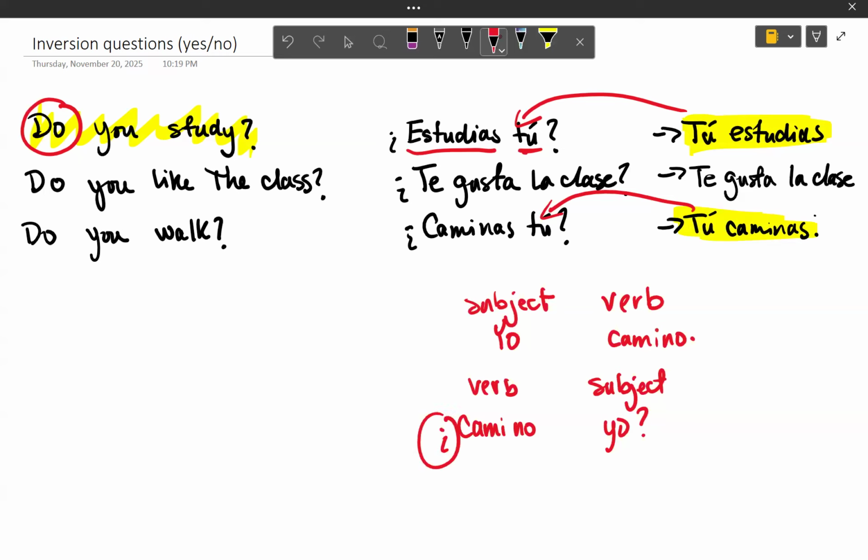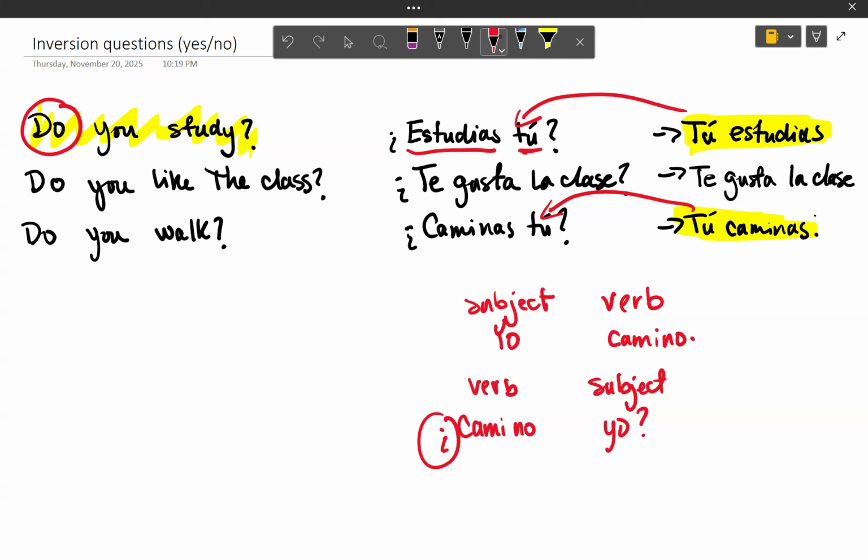Remember that upside down question mark in Spanish? Do I walk? I don't know. Do I walk? Sometimes I walk. I walk a lot at school. And that's pretty much it for inversion questions. They're not overly complicated. Just flip the words and you have a question.